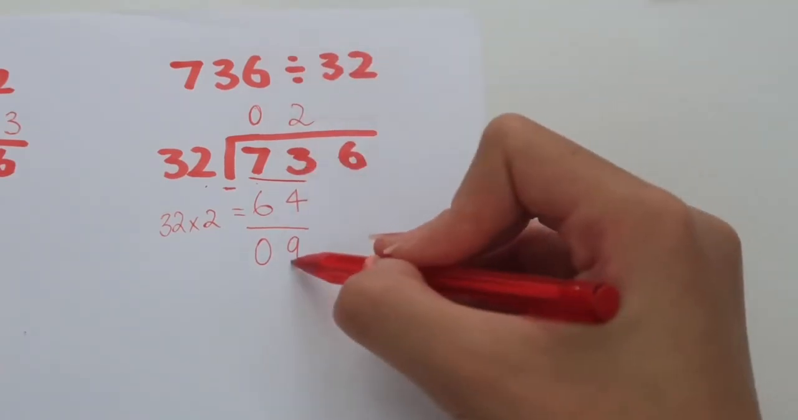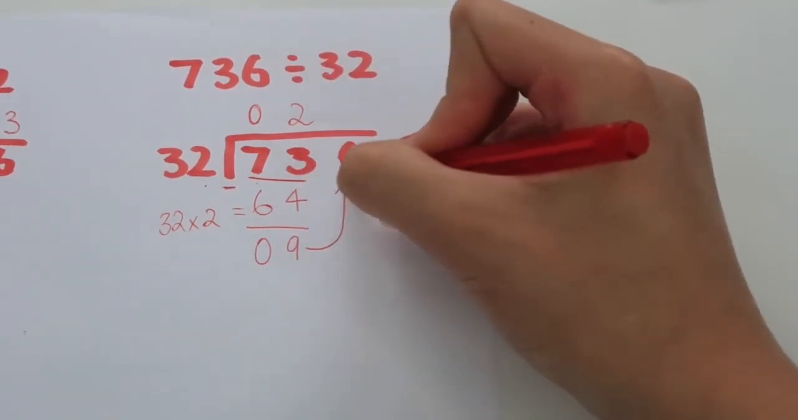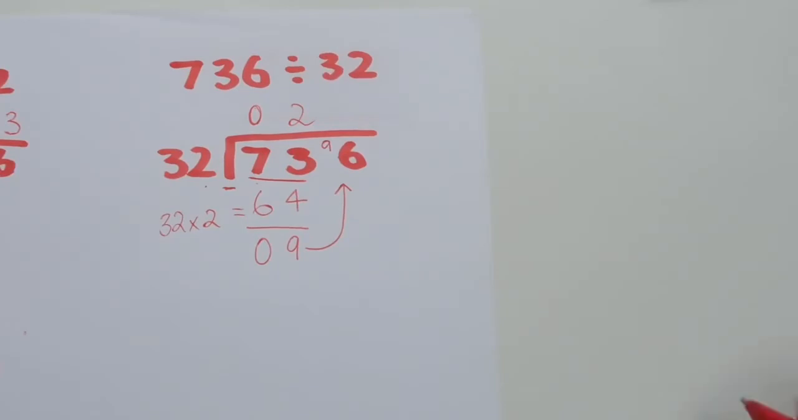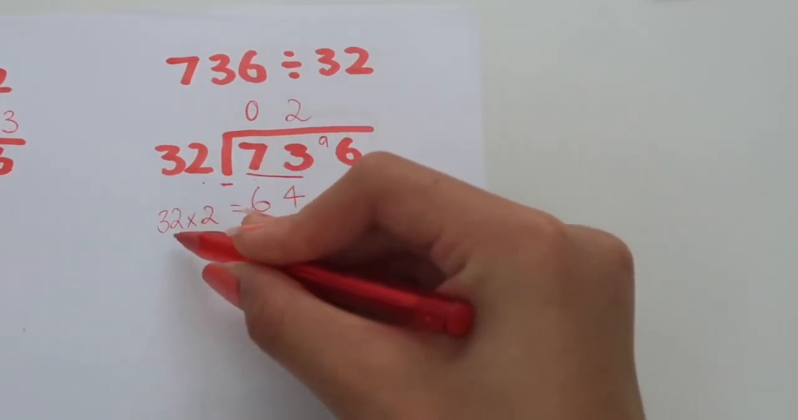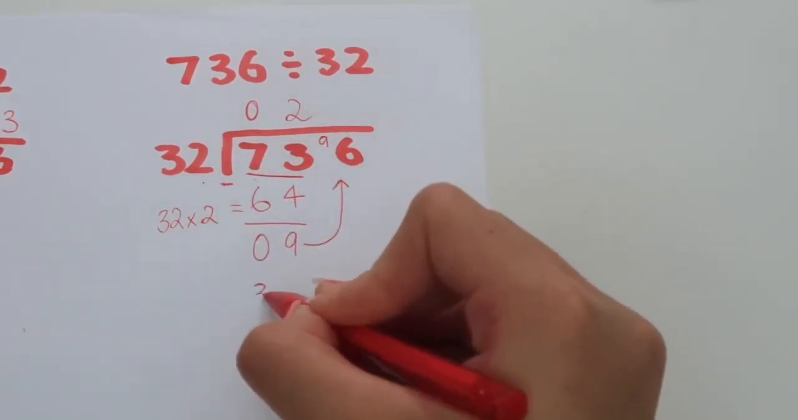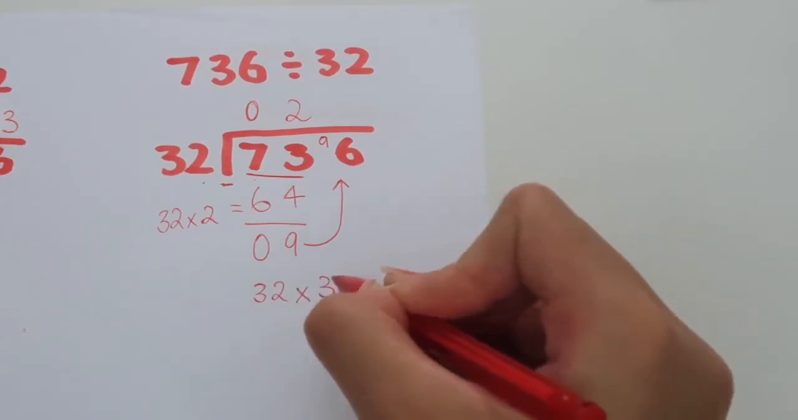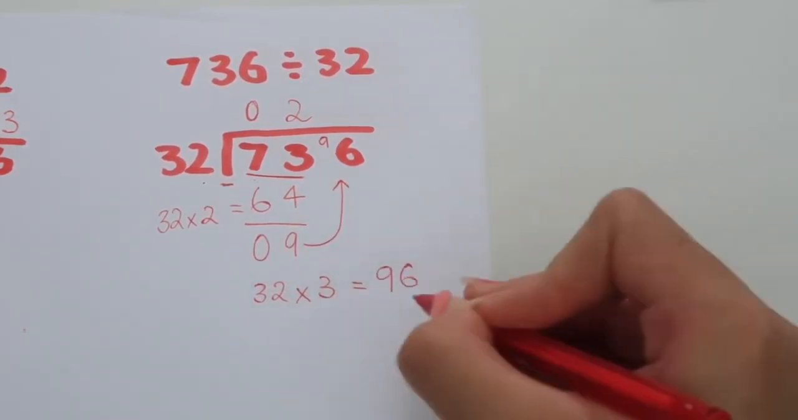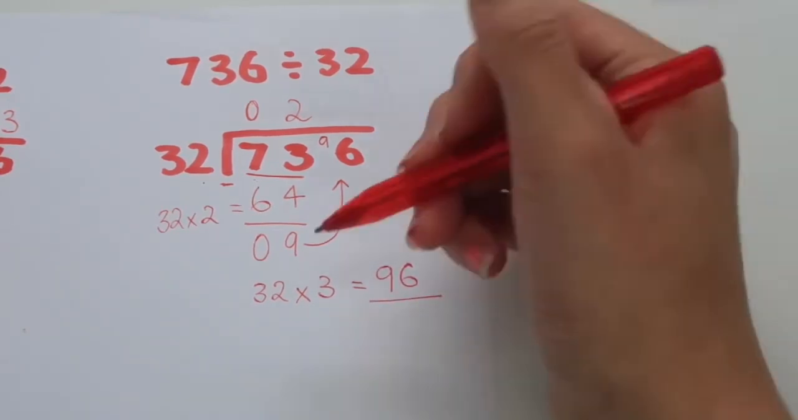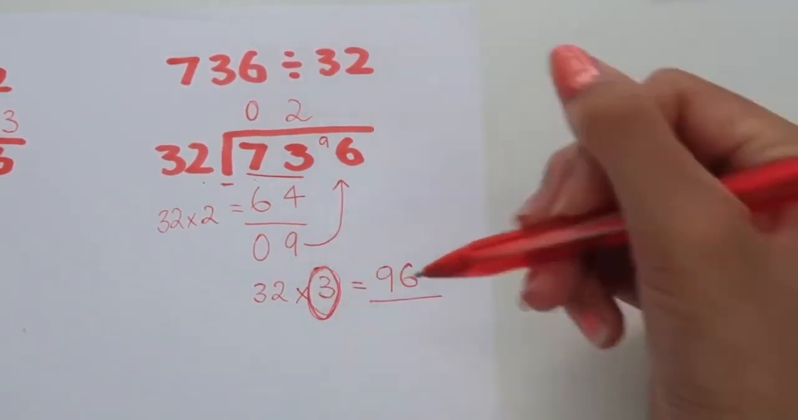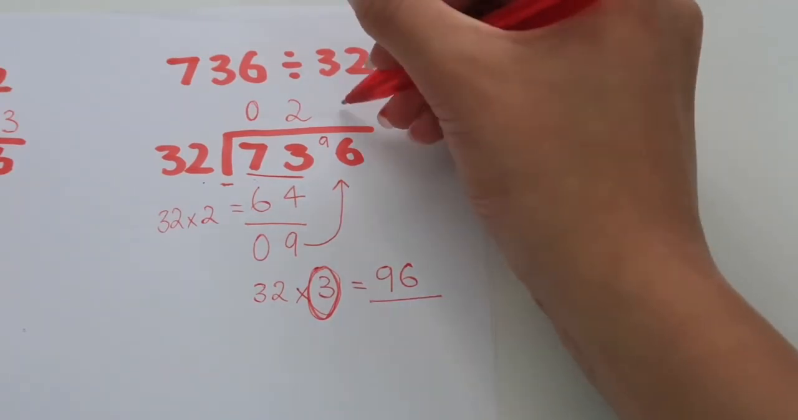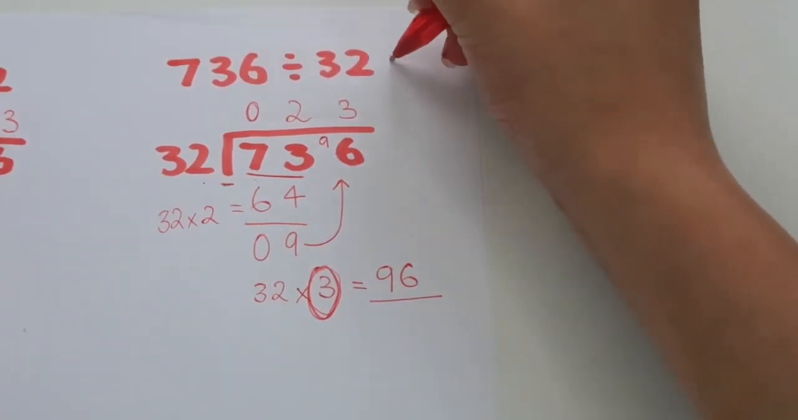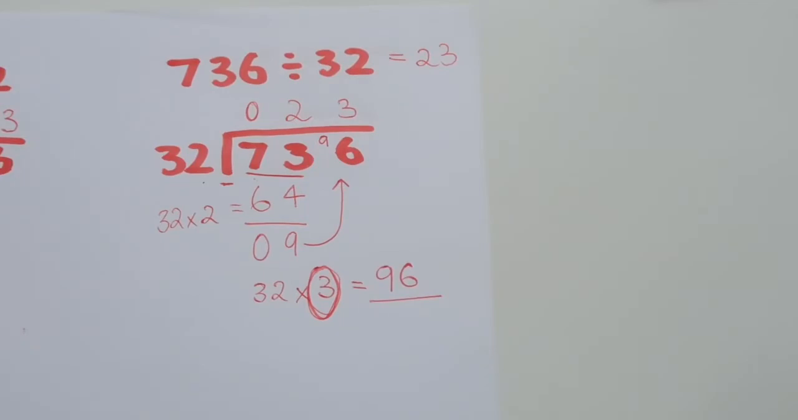We then bring the 9 up to the 6 to make it 96. We now need to see how many times 32 goes into 96. So I'm just going to do 32 multiplied by 3 because we've already done by 2, and I'm just going to see what number we get next. So we add another 32 onto 64 and we get 96. So we put 3 above the 6, or 96, whatever you want. So 736 divided by 32 is 23.